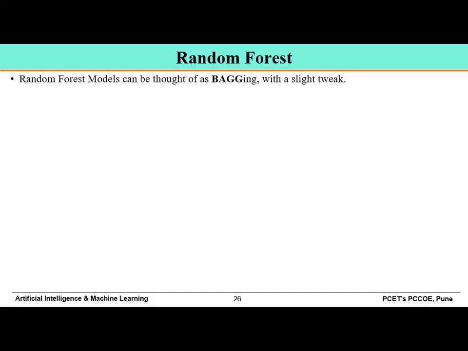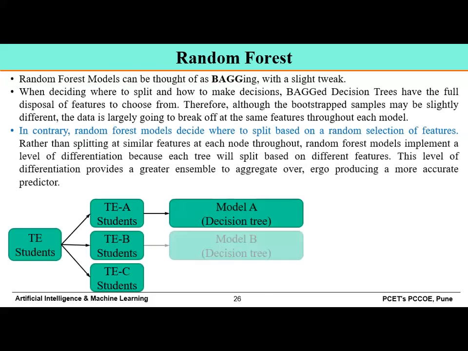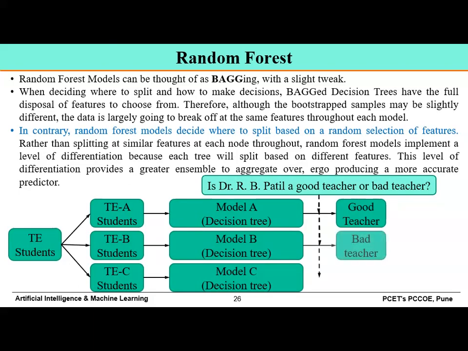Okay. So a lot of write-up will be there. Later you can read it. I will just try to focus on the two differences through which you will clearly understand what the difference is between the bagging method and the random forest method. So the first difference is related to this highlighted part. Can you see? In contrast, random forest models decide where to split based on a random selection of features.